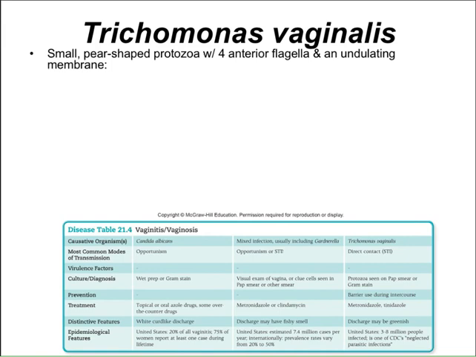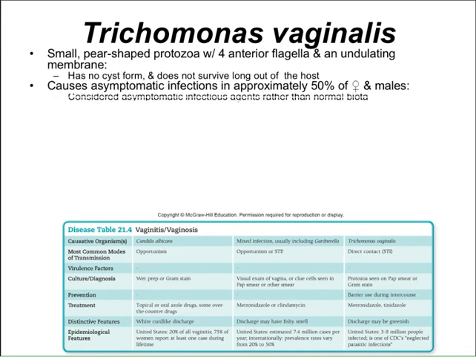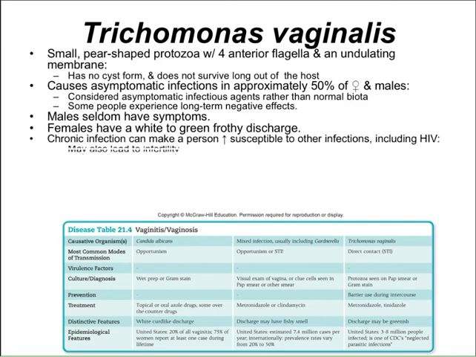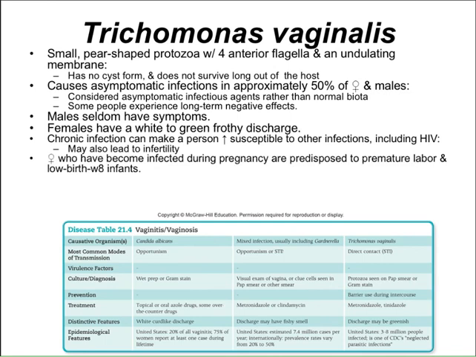Trichomonas vaginalis is a protozoan, has flagella that allows it to propel itself. It has no cyst form and does not survive long out of the host. It causes asymptomatic infections in half of women and males. It's considered an asymptomatic infectious agent rather than a normal biota. Some people experience long-term negative effects. Males usually don't have symptoms.